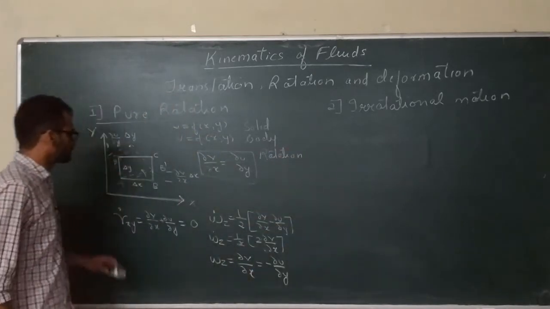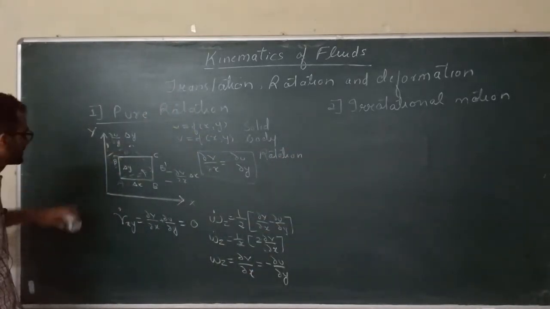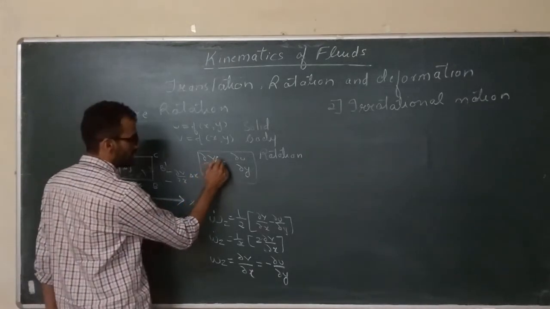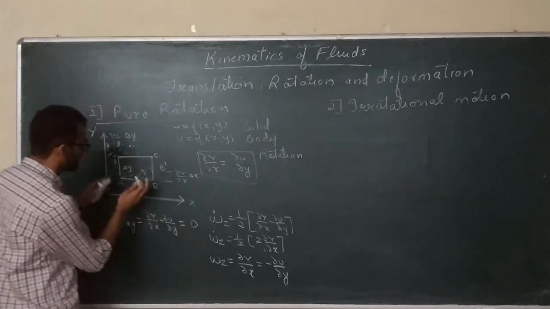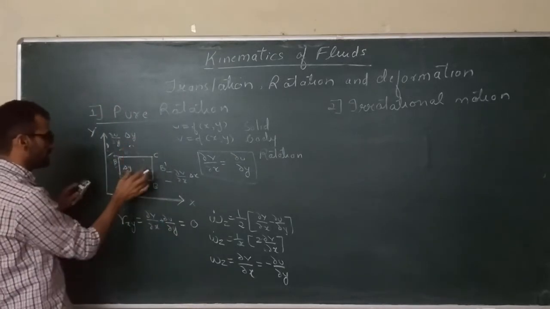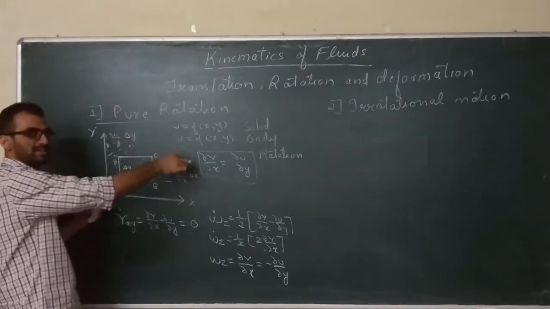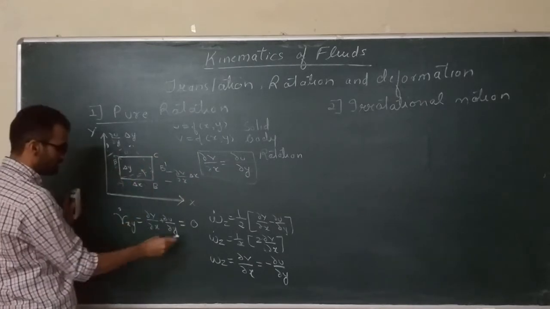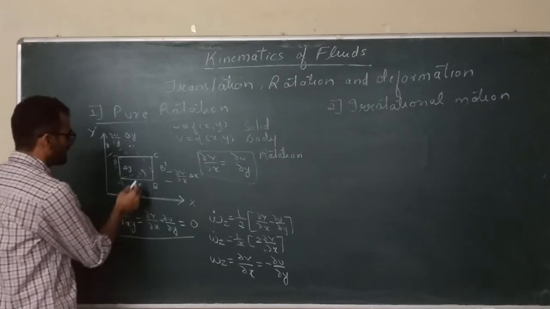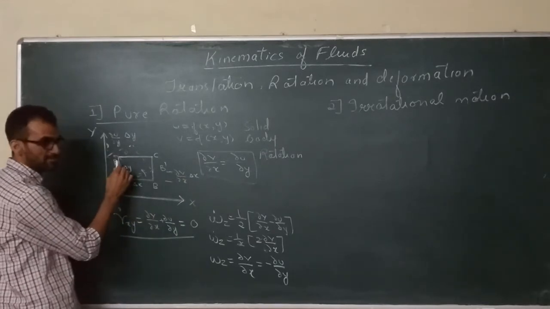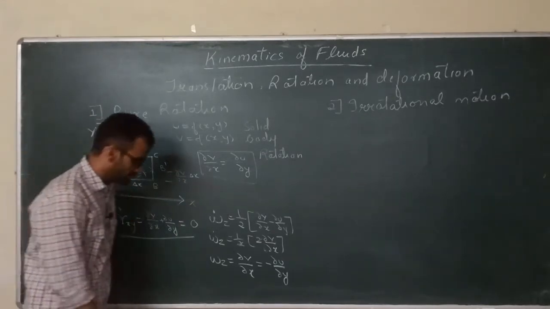Alright. So this is a special case. What is the criteria for this case? Del v by del x should be equal to minus of del u by del y. Then you will get a pure rotation. This element of fluid will only go on rotating. It will not undergo any shear deformation while it is moving. And the angles will be in the same direction. So this is one special case.